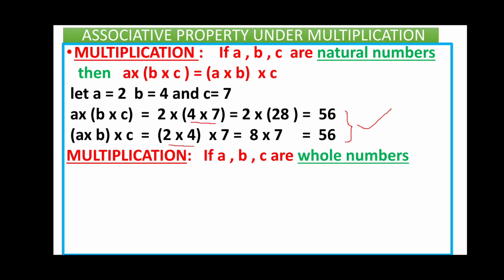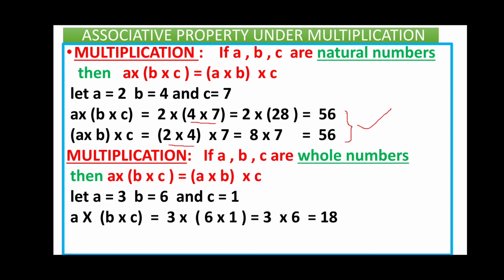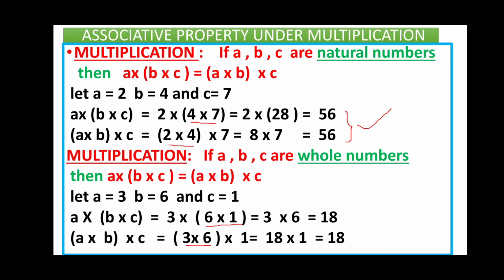Now let us see for the whole numbers. If A, B, C are whole numbers, then (A × B) × C equals A × (B × C). Let us take A as 3, B as 6 and C as 1. Now substitute these values in the given equation and check whether it will satisfy the condition or not. As we have already substituted, here we got for the first one 18. And let us check for the next one. Here also we got our answer as 18. That means both the values are the same and it satisfies our condition. So associative property of natural numbers and whole numbers under multiplication is satisfied.